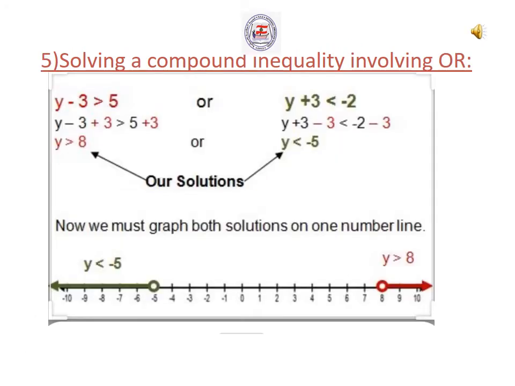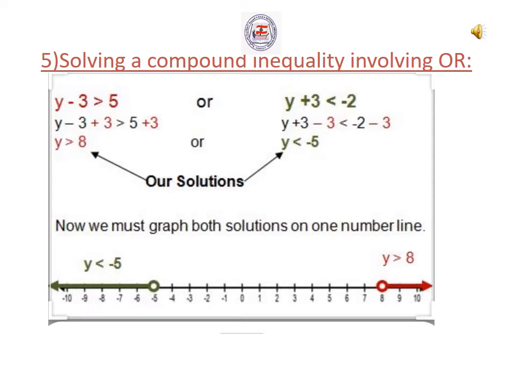Solving a compound inequality involving "or." A solution of a compound inequality involving "or" is any number that makes either inequality true. To solve a compound inequality involving "or," you must solve separately the two inequalities that form the compound inequality. So we solve y - 3 > 5, y is greater than 8, or y + 3 < -2, y is less than -5. The two solutions are y > 8 or y < -5.